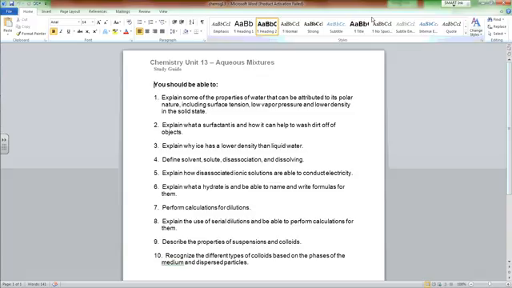Okay, number 8 says explain the use of serial dilutions, be able to perform calculations for them. So remember, a serial dilution is where you take a little bit from one tube, mix it up, and you keep doing that. The whole point of that is to get a low concentration of something without using a whole lot of solvent. It's an easy way of making up low concentration solutions.